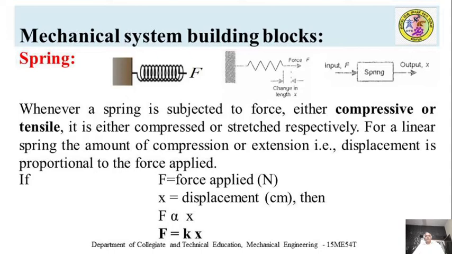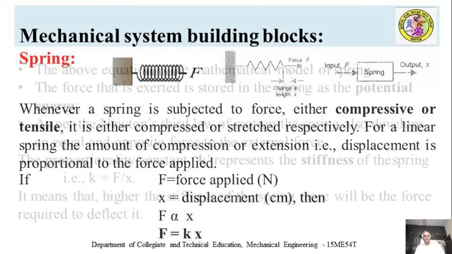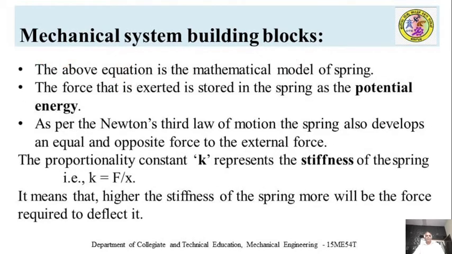Now if we consider a linear spring, if F is the force applied, X is the displacement, so then F is directly proportional to X. F is equal to Kx, where K is called the spring constant or stiffness of the spring. So F equals Kx, this is called mathematical model of the spring.